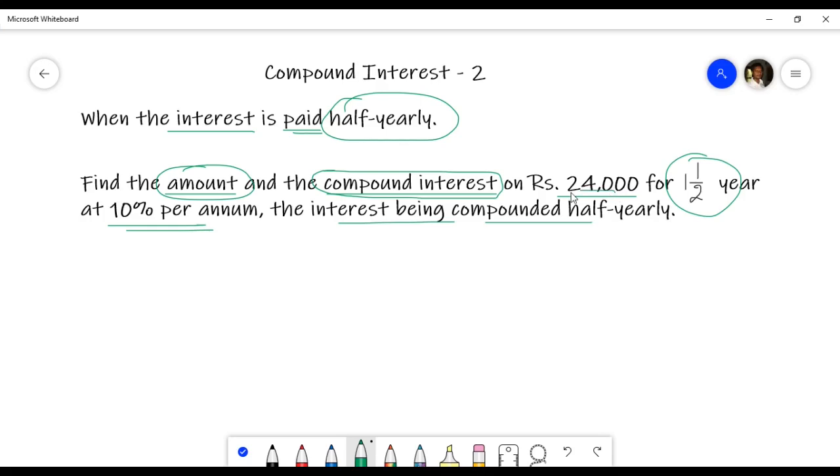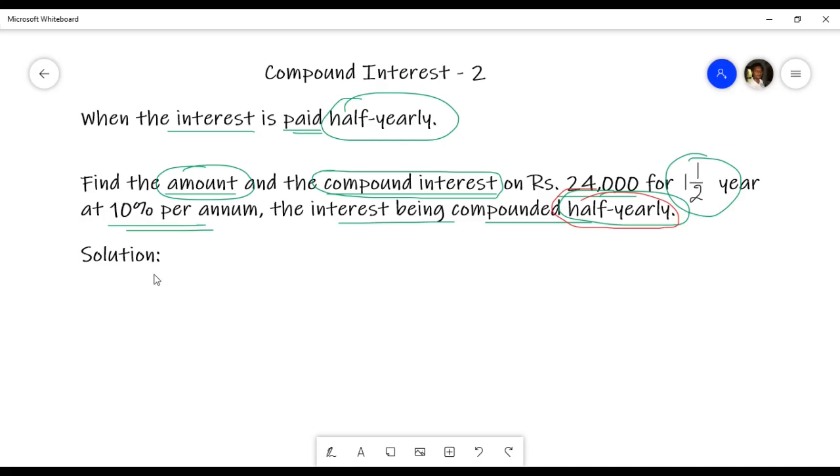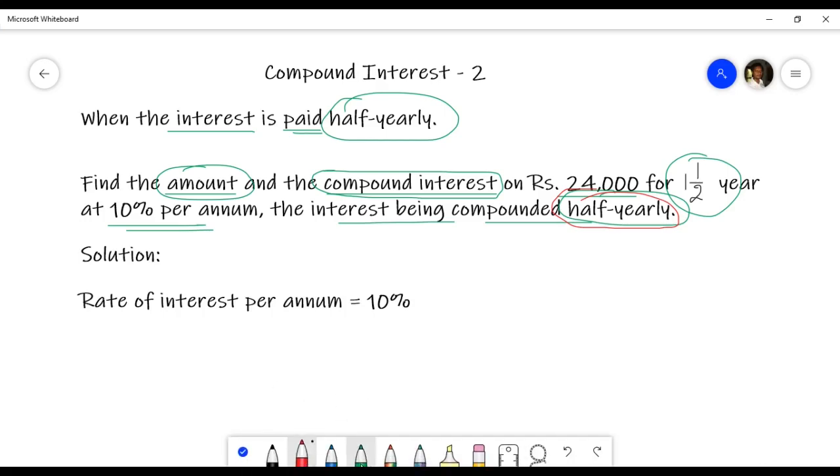Remember that the interest is compounded half yearly over here, not yearly. Let us see how to solve this kind of problem to find compound interest. The rate of interest per annum is given in the question, that is 10%.